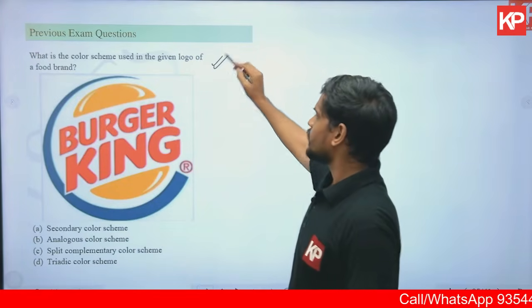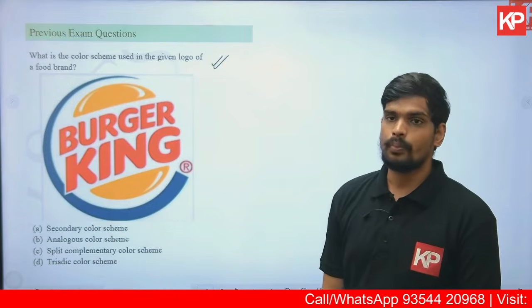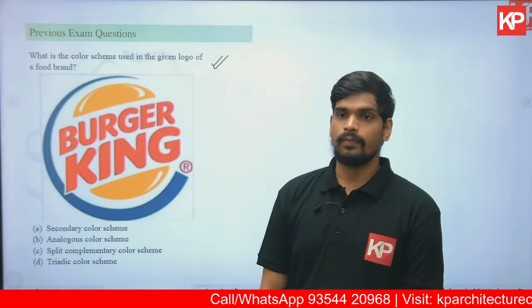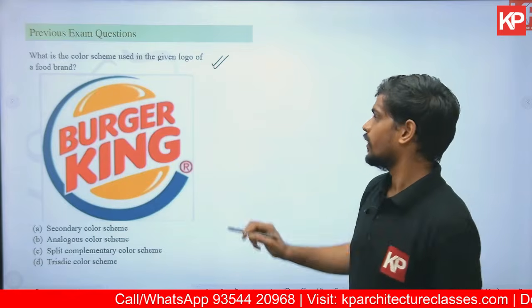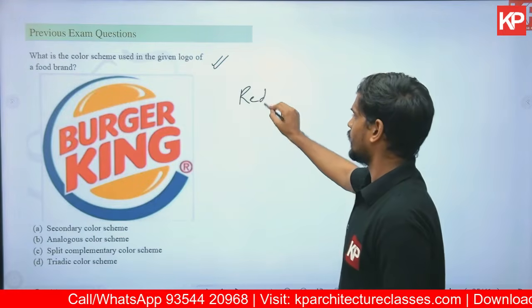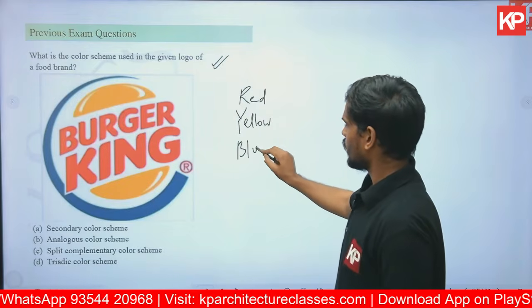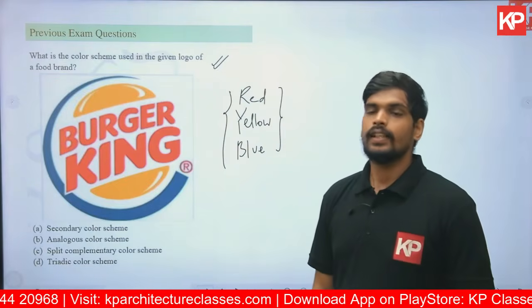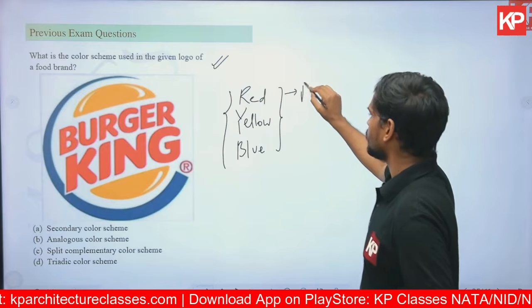So the question here is NATA question. What is the color scheme used in the given logo of food brand? You know, Burger King is a food brand. In this logo of food brand, what color scheme is used? What are the colors here? You have red, yellow and blue. Red, yellow and blue are the three colors used in the logo of Burger King. Now what is red, yellow and blue? These are set of primary colors.